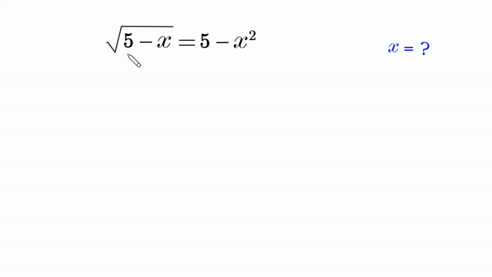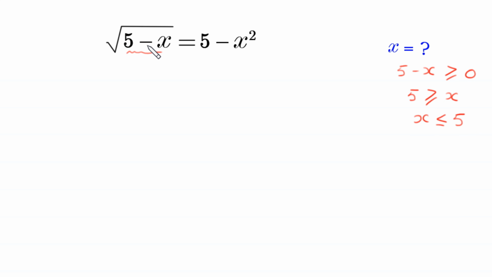Since this expression 5 minus x is under square root, this 5 minus x must be greater than or equal to 0. If you move this negative x to the right hand side, then 5 must be greater than or equal to x. Means x must be less than or equal to 5.